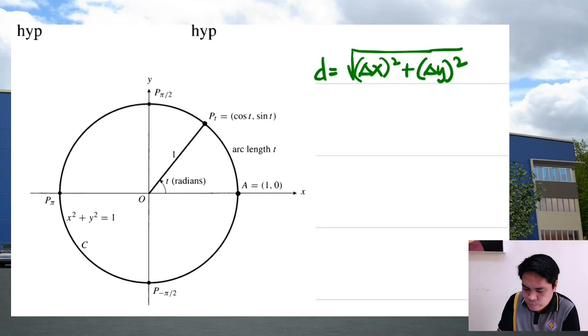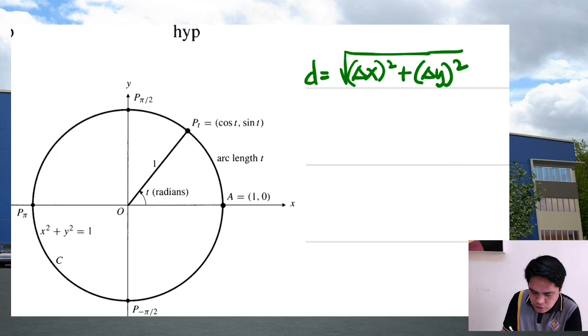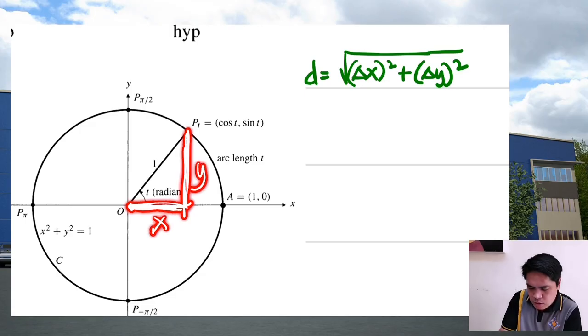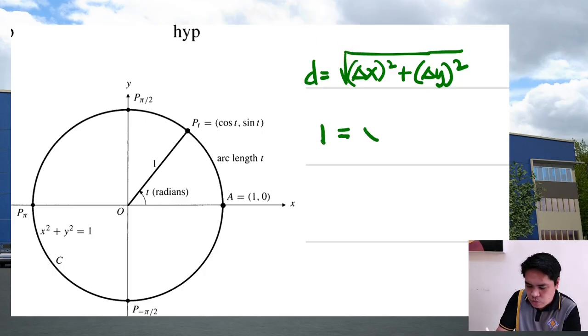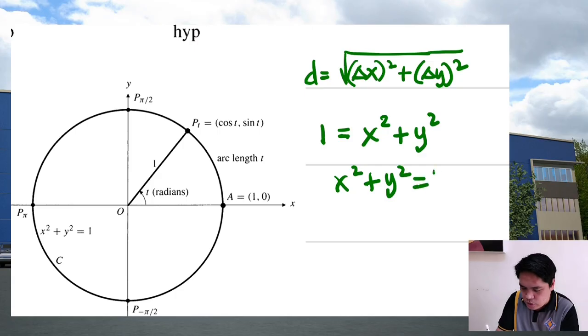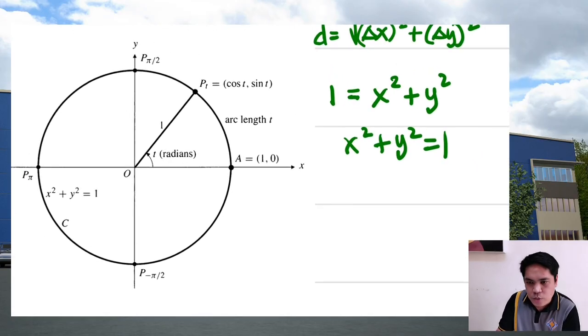For the change in x, that would be this distance. Since we started with the origin, this is simply x and this is simply y. Therefore, our distance d squared, if we transpose this to the other side, is equal to 1, equal to the change in x squared plus the change in y squared. Or simply, we have the equation of a circle, x squared plus y squared equal to 1. This is the equation of a unit circle because its radius is equal to 1.